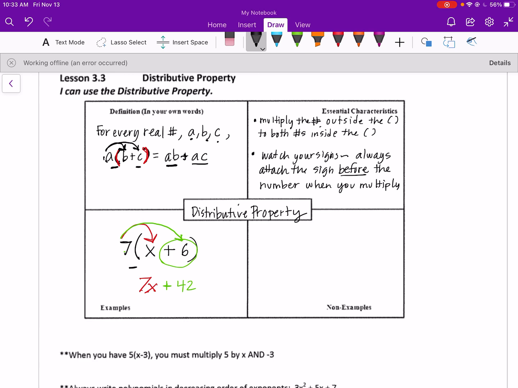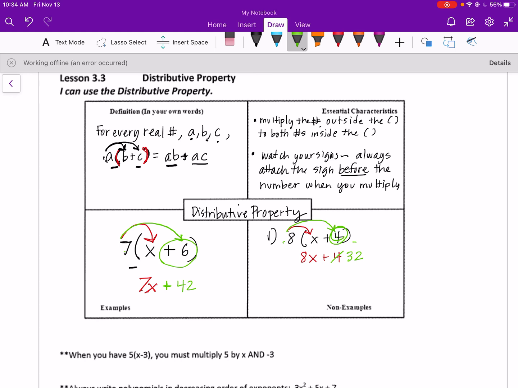Some mistakes I see students commonly make would be something like this. Number 1, 8 parentheses x plus 4. And here's the biggest mistake I see students make. They do 8 times x, which is awesome, and then they put down plus 4. What didn't they do? They forgot to distribute that 8 over here. So this 8, and then you times it by 4, would be 32. So that's the mistake 1 I see.